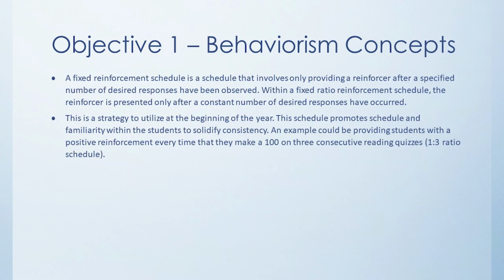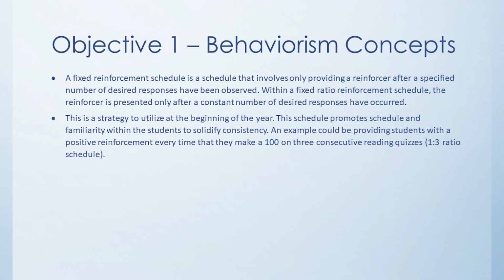When deciding on your reinforcement, you also have to decide the schedule that you want to use for this. So you can use a fixed reinforcement schedule, and this involves only providing a reinforcer after a specified number of desired responses have been observed. With the fixed ratio reinforcement schedule, the reinforcer is presented only after a constant number of desired responses have occurred. You can use this strategy at the beginning of the year to help students become more familiar with consistency.